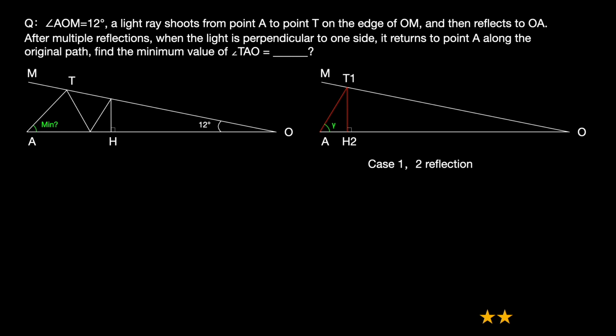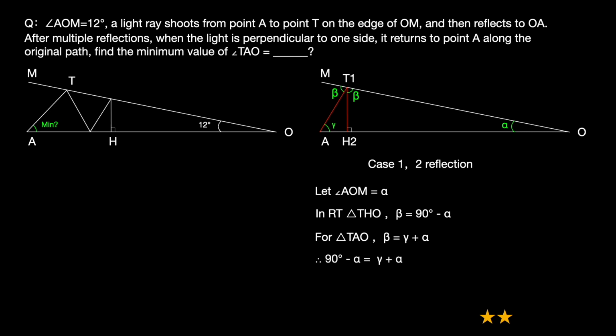As shown in the figure above, let the angle AOM be equal to alpha, and the angle TAO be equal to gamma. In the right triangle THO, beta is equal to 90 degrees minus alpha. Let's look at the triangle TAO. According to the triangle exterior angle theorem, beta is equal to gamma plus alpha. So we get the equation, 90 degrees minus alpha is equal to gamma plus alpha. So the angle TAO, which is gamma, is equal to 90 degrees minus 2 alpha. Let's put this on the right side first.